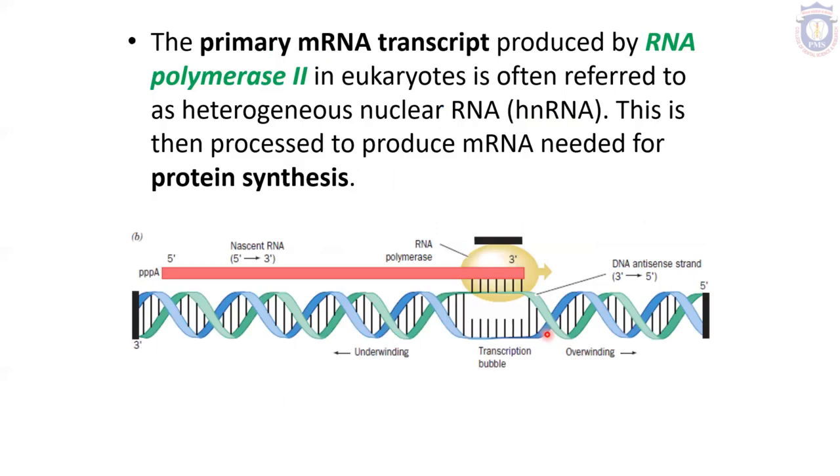The primary mRNA transcript produced by RNA polymerase 2 in eukaryotes is often referred to as heterogeneous nuclear RNA, or hnRNA. This is then processed to produce mRNA needed for protein synthesis. This is the nascent RNA or the heterogeneous nuclear RNA or hnRNA.